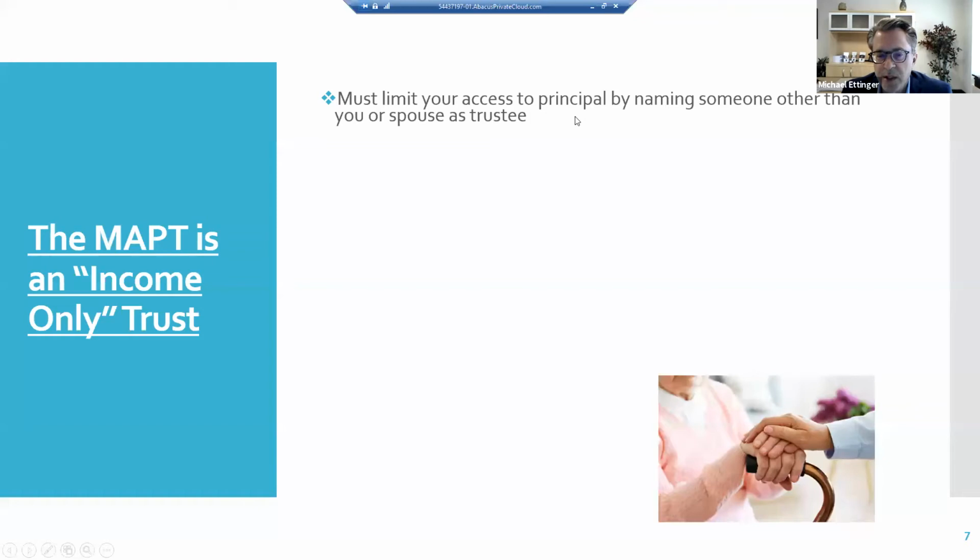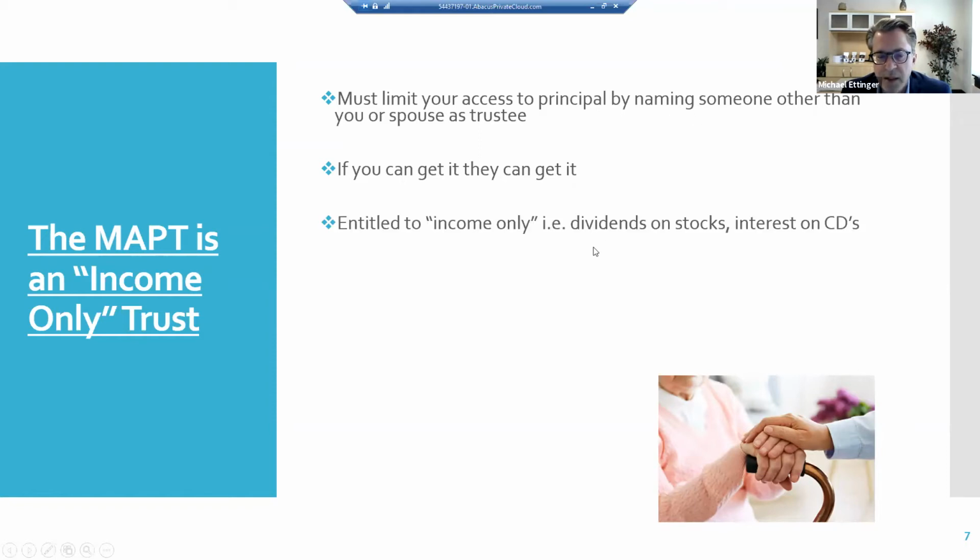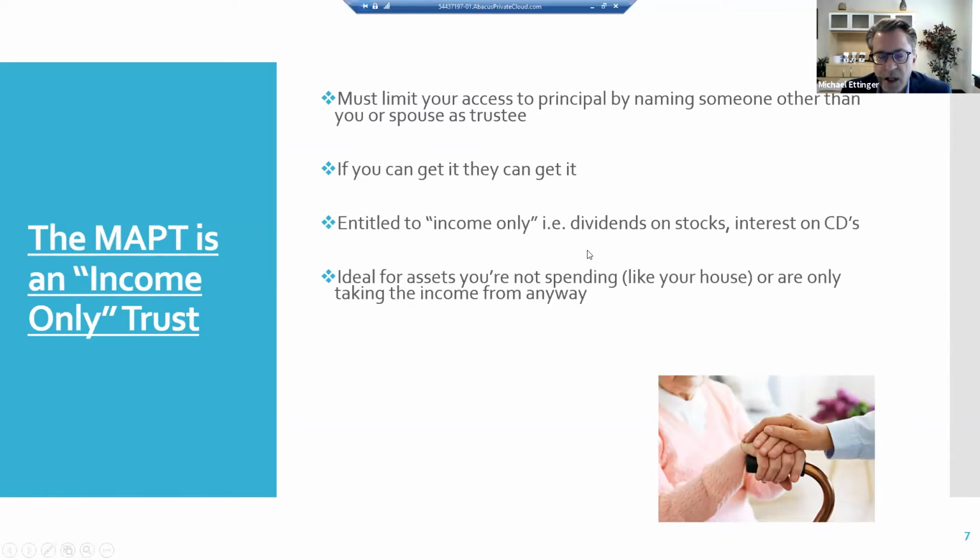So you limit your access to principal by naming somebody else besides you or your spouse as trustee, again, one or more of the adult children. Because as I said, if you can get it, they can get it. This way, you can't get it, they can't get it. And income only is dividends on stocks, interest on CDs. The trust is ideal for assets you're not spending, like your home. For heaven's sakes, move to protect your home.